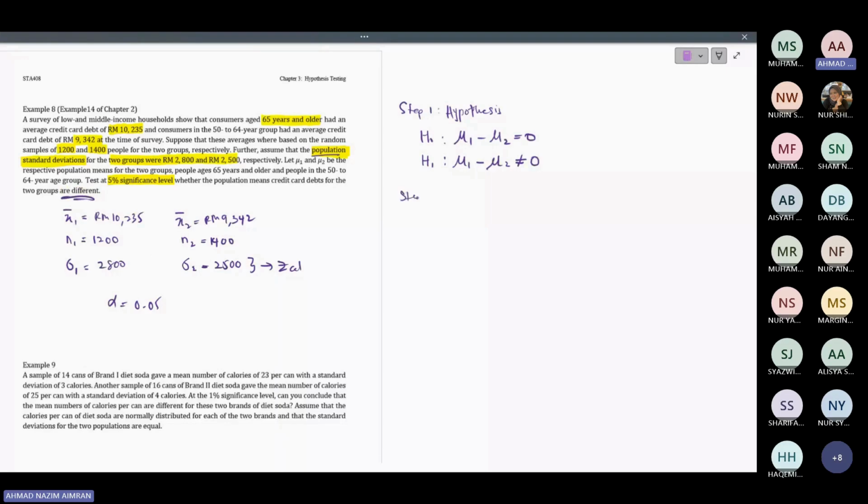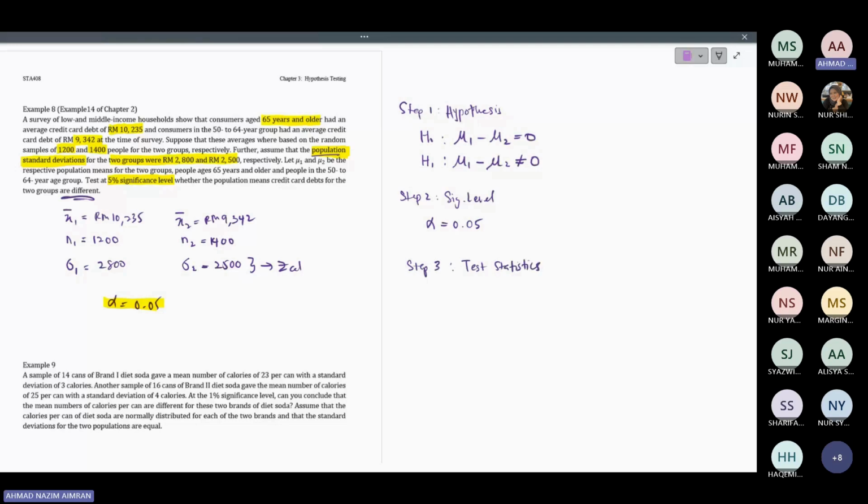Step 2 is the significance level. Which one is our significance level? This is our significance level, 0.05 or 5%. So our alpha is equal to 0.05. Step 3 is the test statistic.